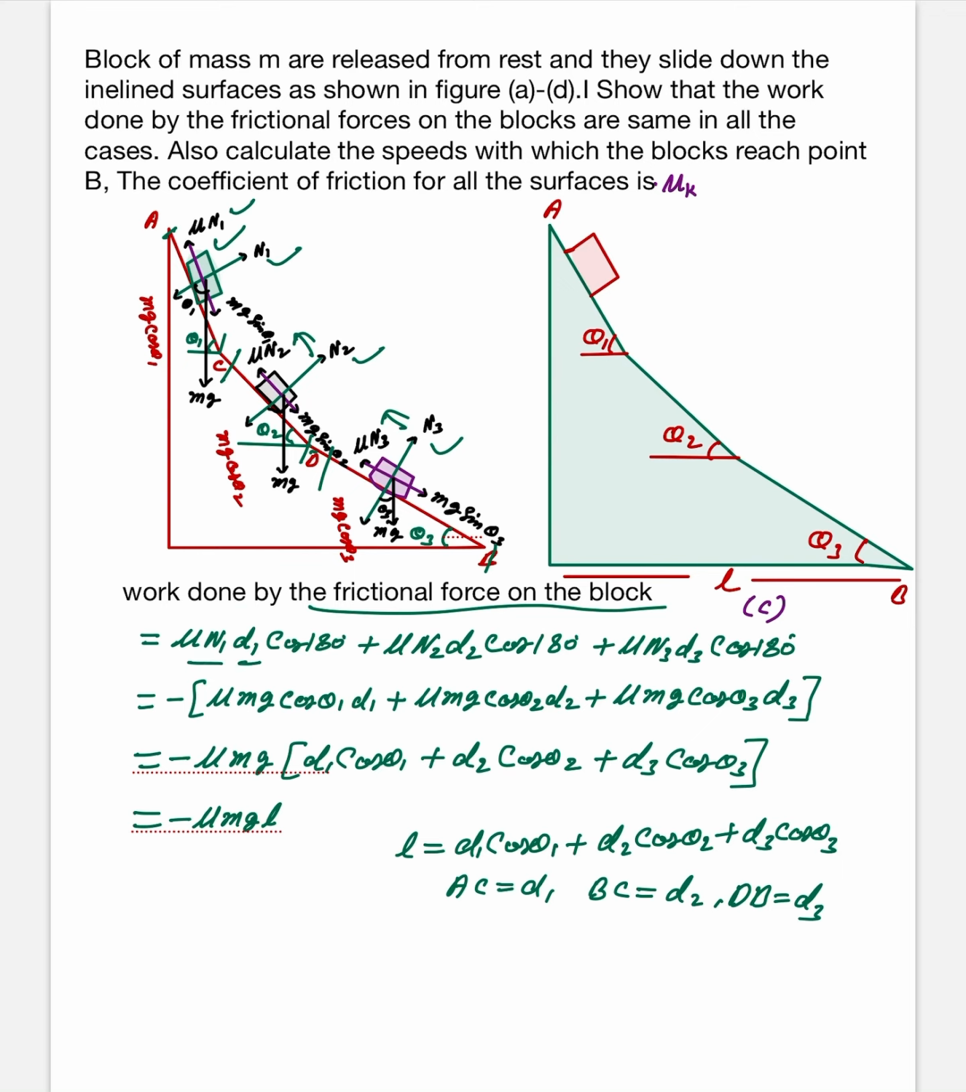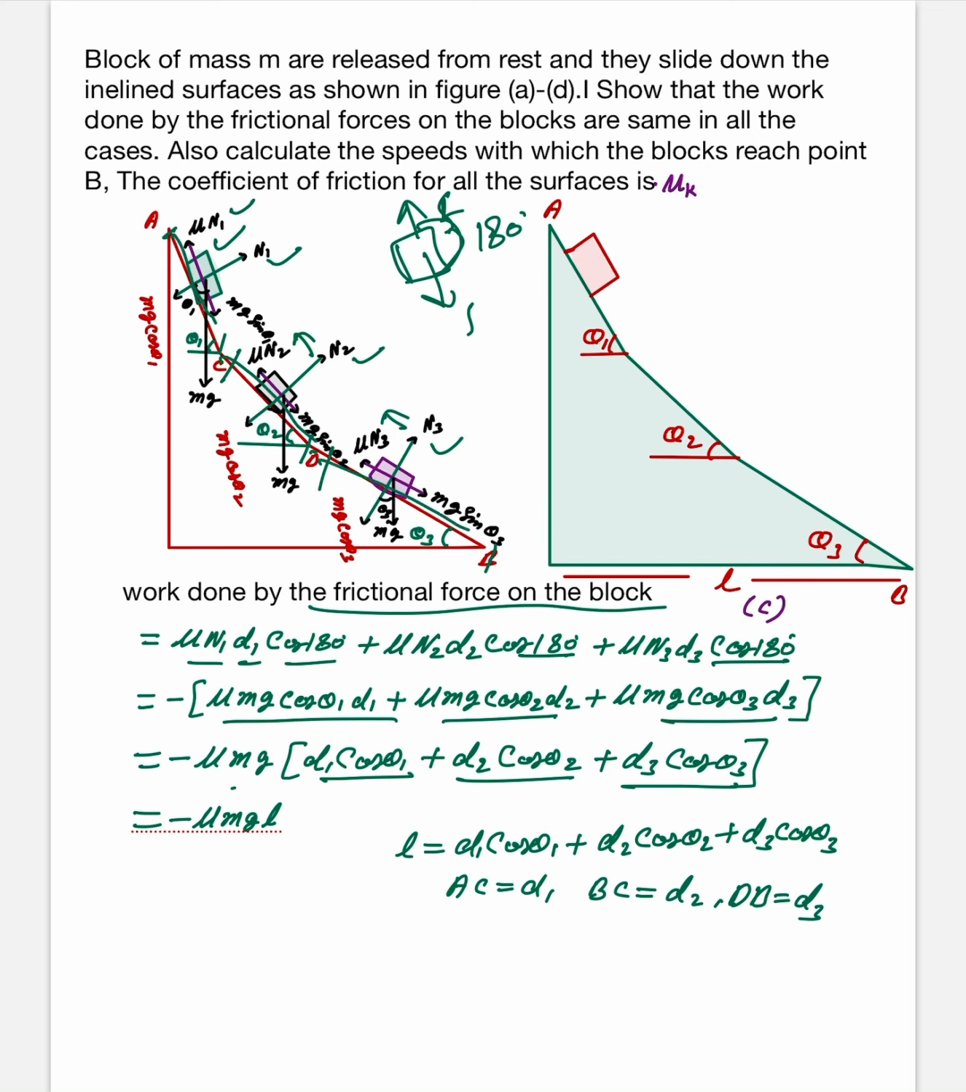So mu1 N1 into D1 into cos 180, because the block is going downward and the frictional force is upward. So the angle between these two is 180. Similarly here 180, cos 180 is minus 1, so minus 1 is common. After that mu mg is common, so d1 cos theta 1, d2 cos theta 2, d3 cos theta 3. Sum of these three we get L. So that is minus mu mg L.